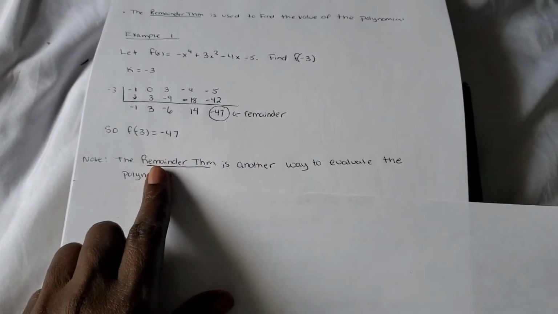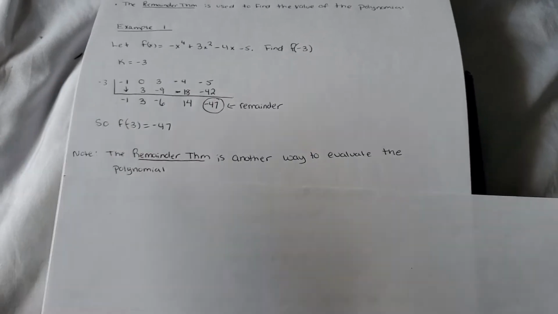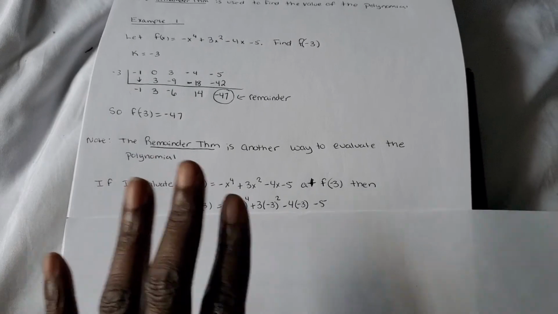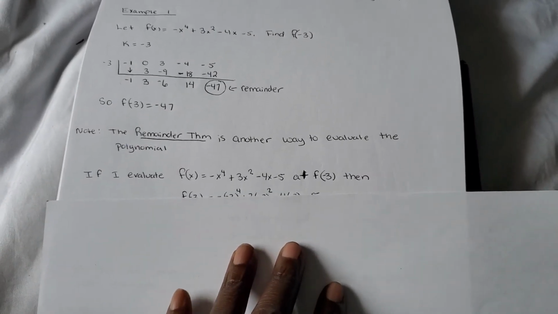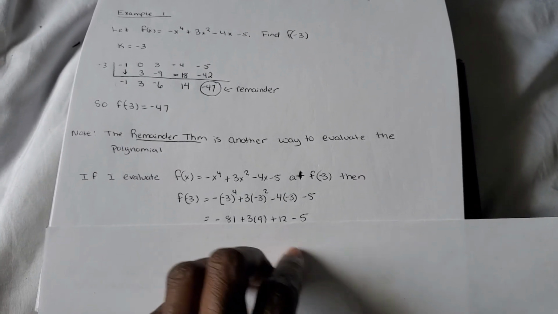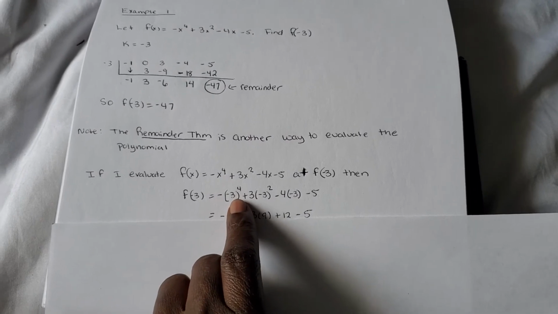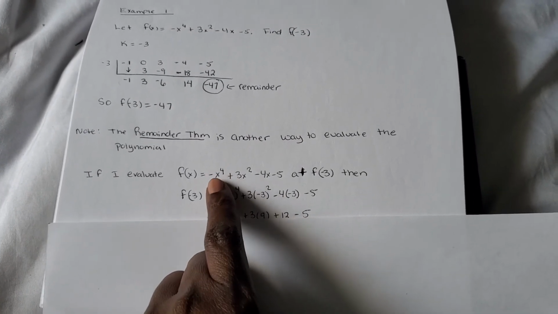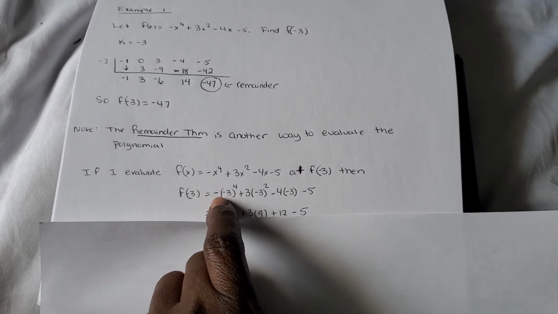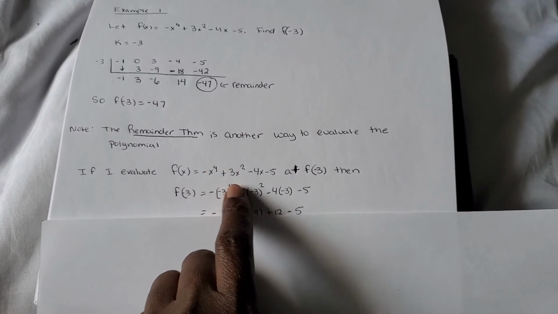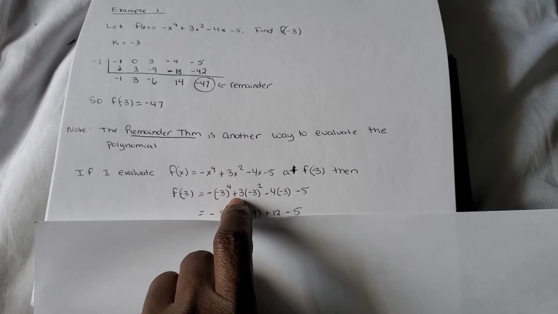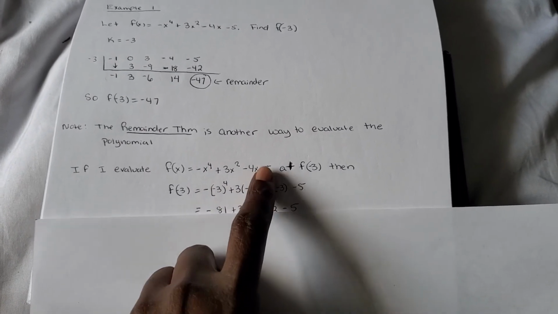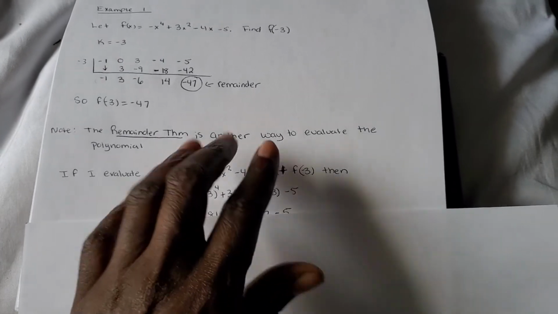We want to note that the remainder theorem is another way to evaluate the polynomial. So if I evaluate the same polynomial at f of negative 3, all I do is replace x with negative 3 wherever I see an x. You see I have the negative x here, negative 3 in parentheses to the fourth, plus 3 times negative 3 squared, minus 4 times negative 3, minus 5.